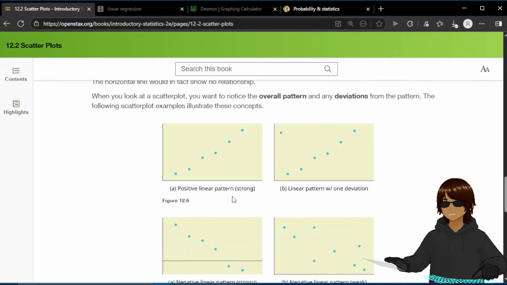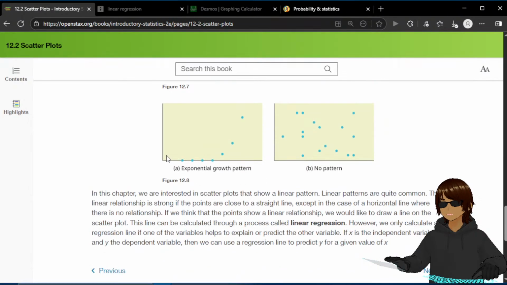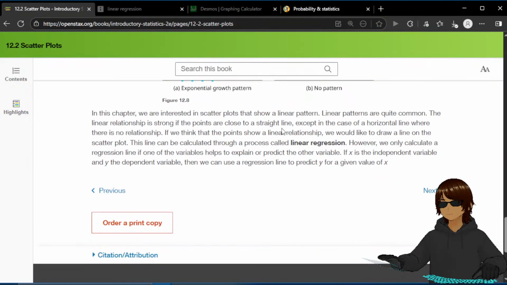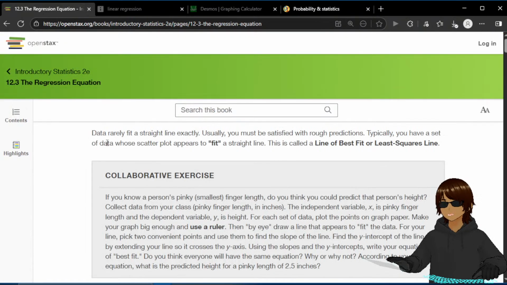So, a positive linear pattern, a very strong positive linear pattern with one deviation. Okay, there's a pattern here, and then there's one outlier. A negative linear pattern, a weak pattern, an exponential growth pattern, and no pattern. Data rarely fit a straight line exactly. Usually, you must be satisfied with rough predictions. Typically, you have a set of data whose scatter plot appears to fit a straight line. This is called a line of best fit or least squares line.